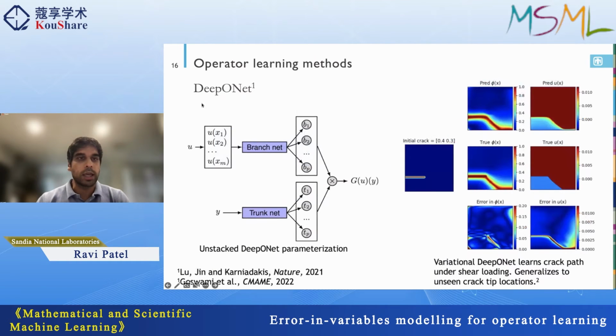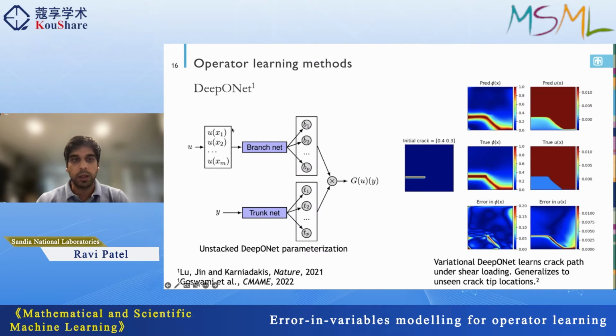The other method we look at is called DeepONet. This is a method coming out of George Karniadakis' group at Brown. On the left, I'm showing one variant of this method called unstacked DeepONet. The idea is to take the function u, pass it through a neural network called the branch net, and then to evaluate the action of the operator at a point y, you pass y through a trunk net, and then take the dot product between the output of the two neural networks.